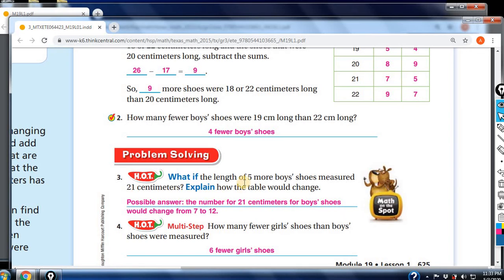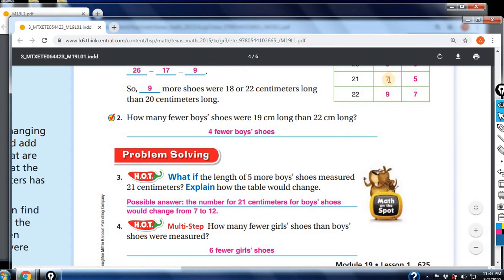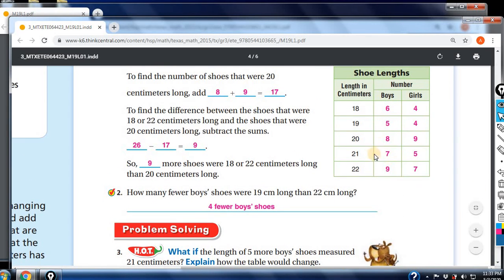Now, what if the length of 5 more boys' shoes measured 21 centimeters? Explain how the table would change. 5 more boys' shoes. So what? 5 more boys is 21. So we need to add 5 more. So the number for 21 centimeters for boys' shoes would change from 7 to 12 because here's the boys here. Notice here's the boys. And they added 5 more. So this would change from 7 to 12 because we added 5. And it only goes under the boys.